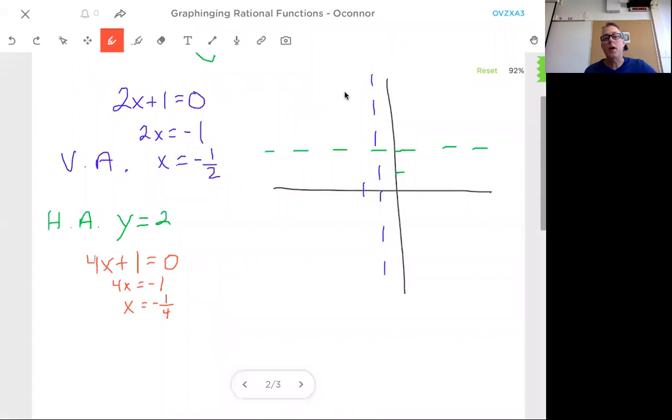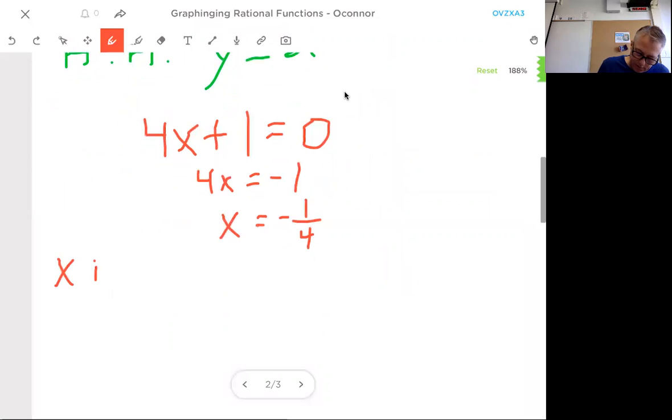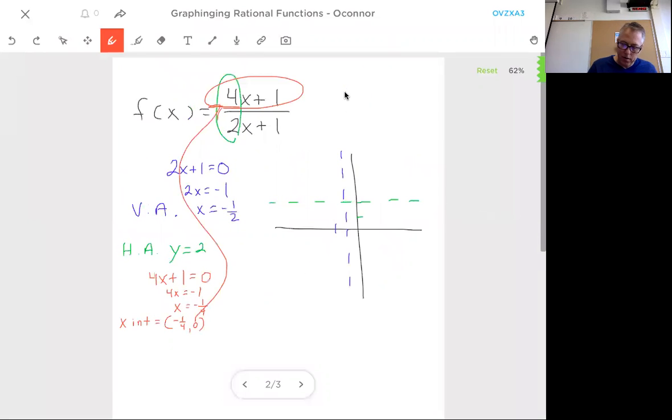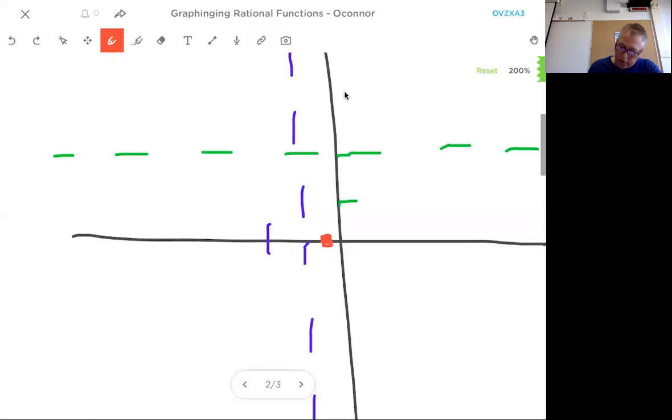So our x-intercept is at -1/4, 0. And again, that came from whatever made the top equal to 0. So I'll go to my graph. Remember the blue line, this was at -1/2. So -1/4 would be somewhere in here.